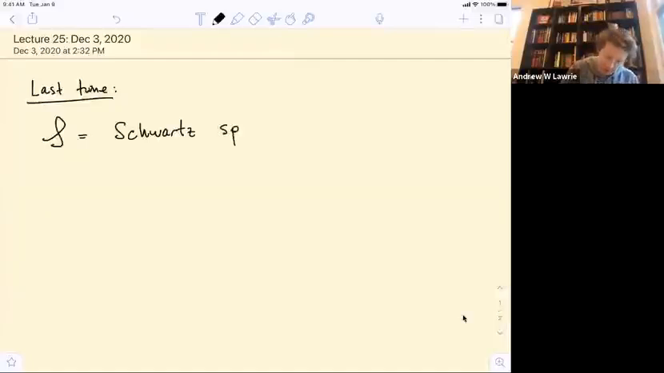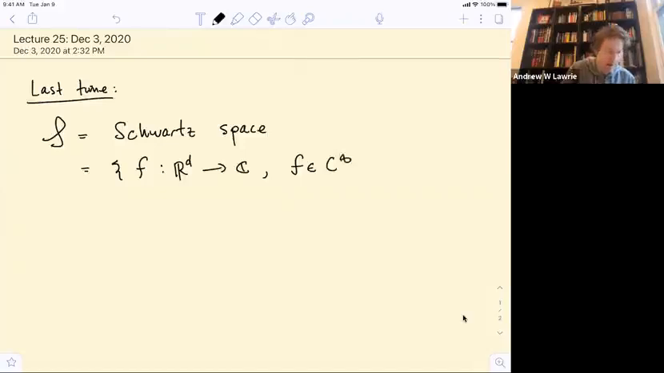So S is the Schwartz space. It's all functions f from R^d to C, say complex valued functions, such that f is in C infinity, and x^alpha d^beta f is bounded for every alpha, beta multi-indices.